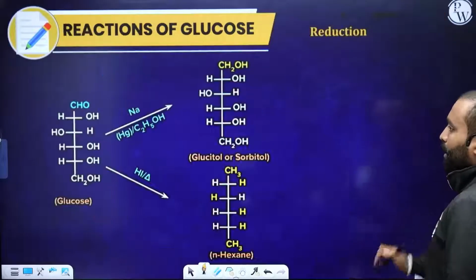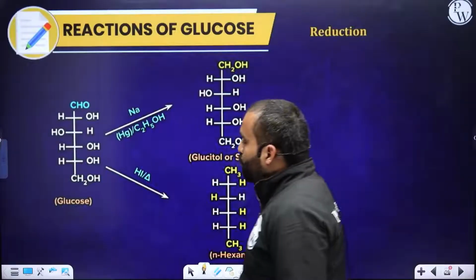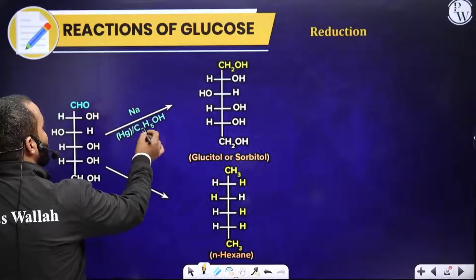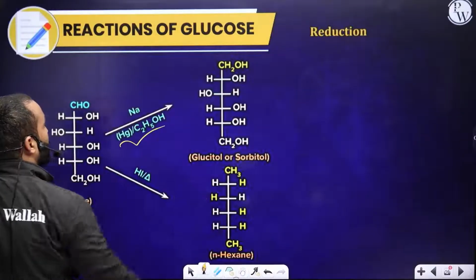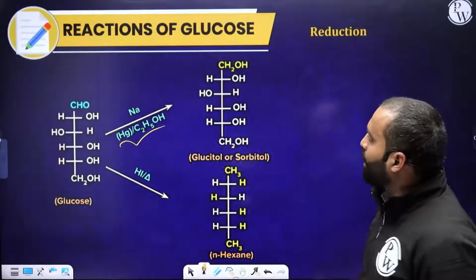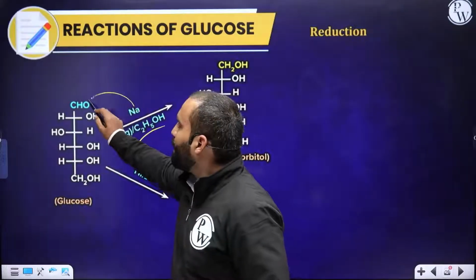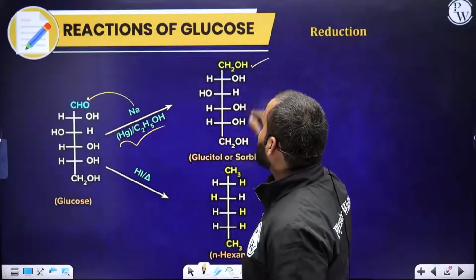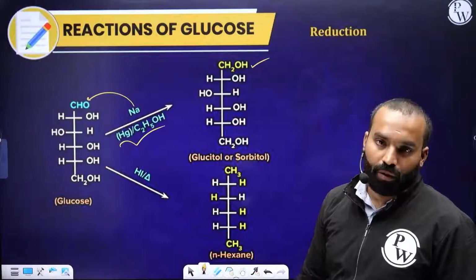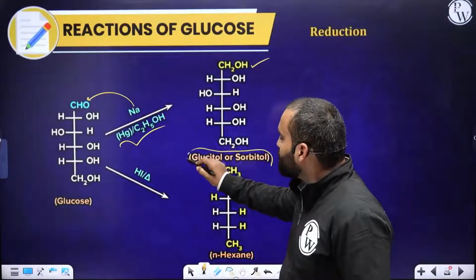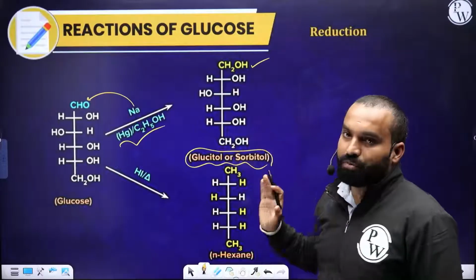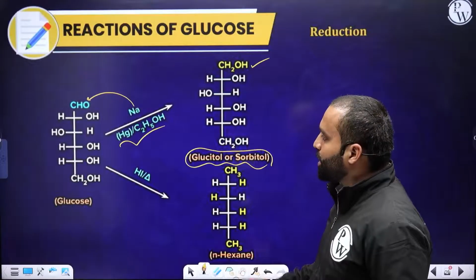Okay, guys. Now, we know very well that when sodium amalgam in ethanol is added, it will perform a reduction reaction. So what is going to happen to the aldehyde? The aldehyde will undergo reduction to form CH2OH. This is glucose, and the product is known as glucitol or sorbitol. I suggest you remember these names, sorbitol or glucitol. Everything else is the same, no conversion, no change at all.